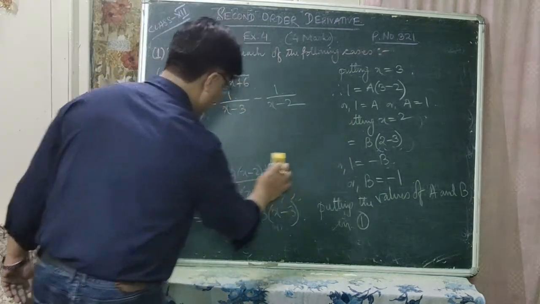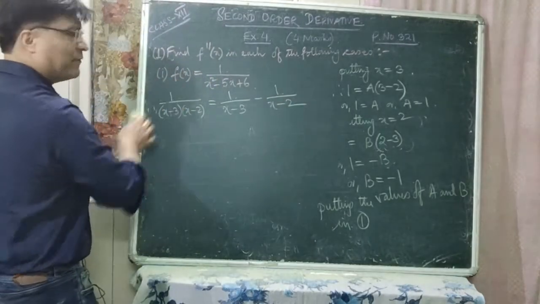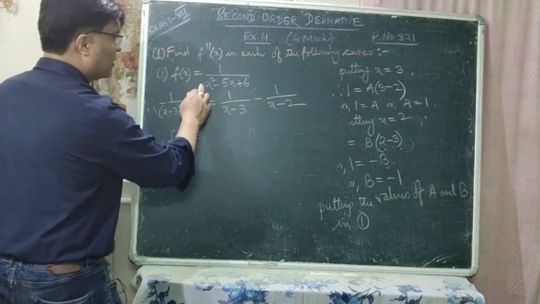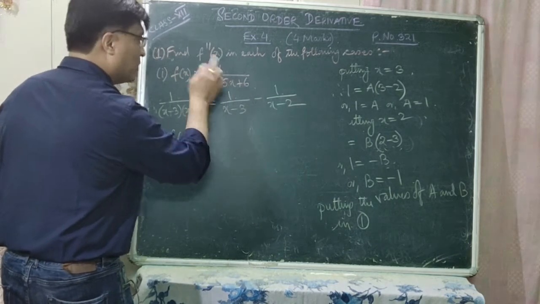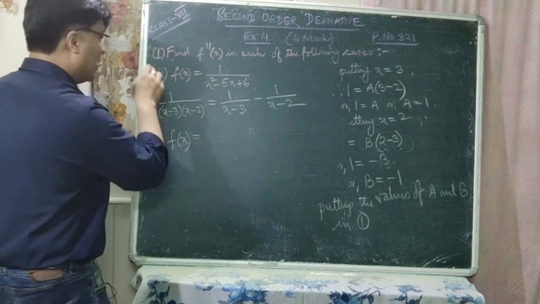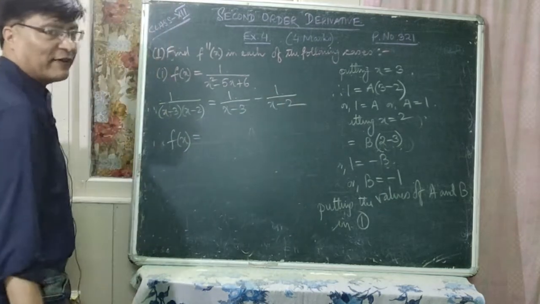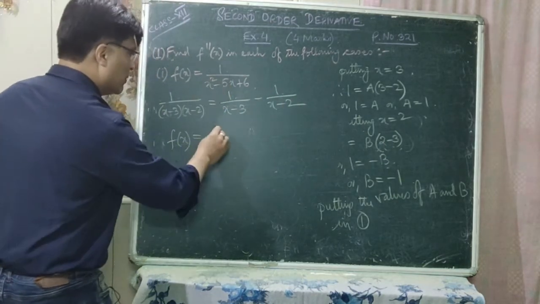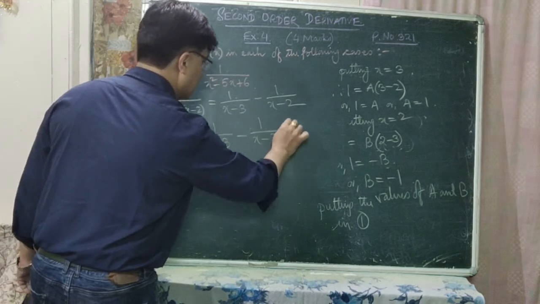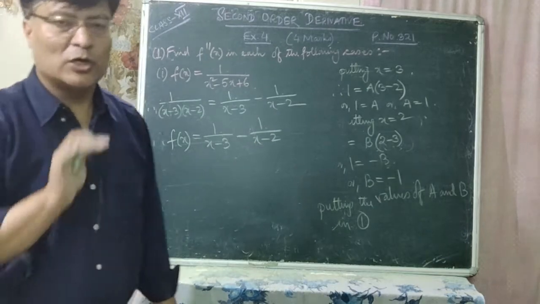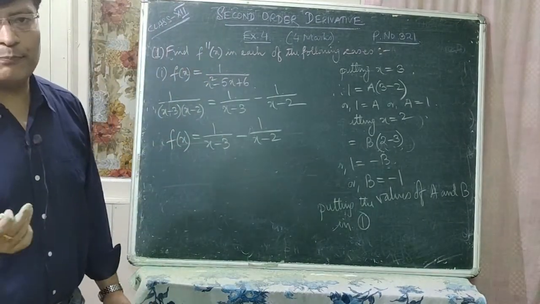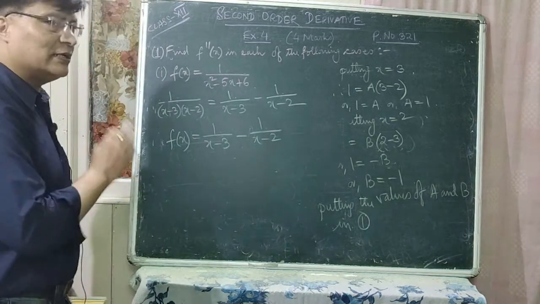Okay? Now what will you do now? Since f of x was given as 1 upon x square minus 5x plus 6, and we had factorized this expression as x minus 3 into x minus 2, and we got this expression as a partial fraction. So instead of this expression, you may write 1 upon x minus 3 minus 1 upon x minus 2. Is that clear? So this is simplified, and we have converted the given fraction in terms of partial fraction. Now you can differentiate it.